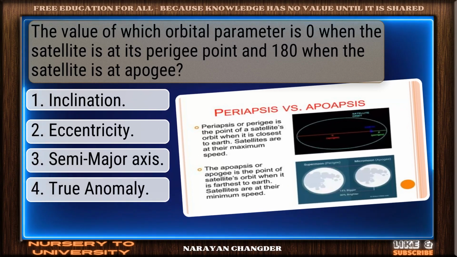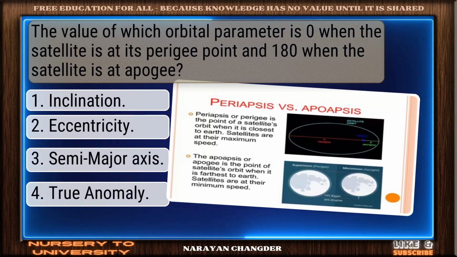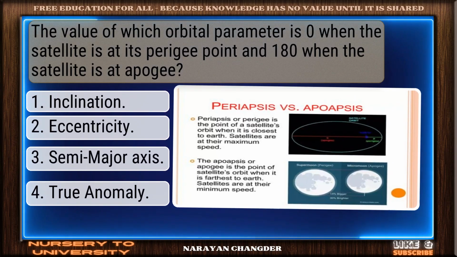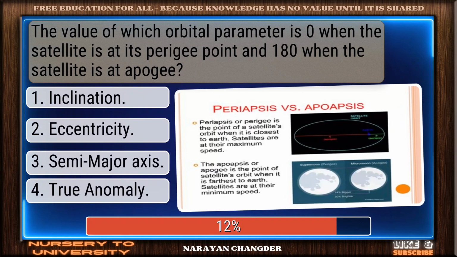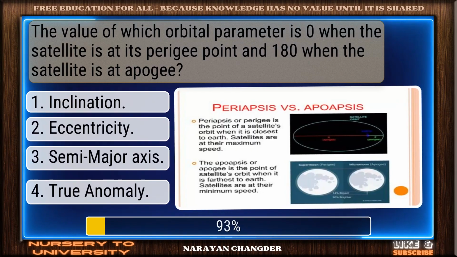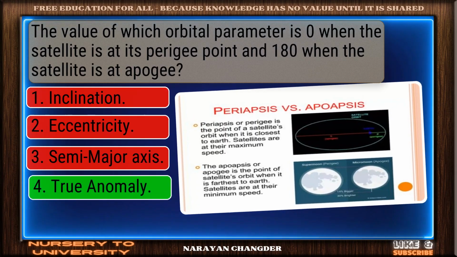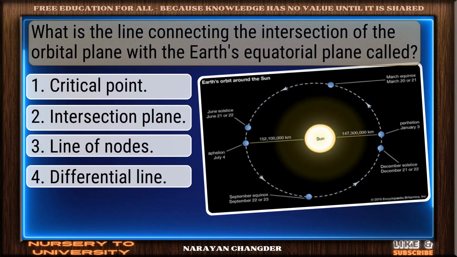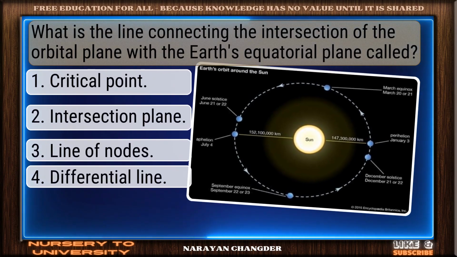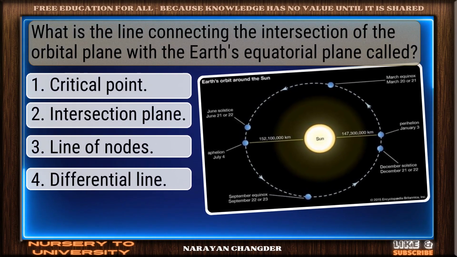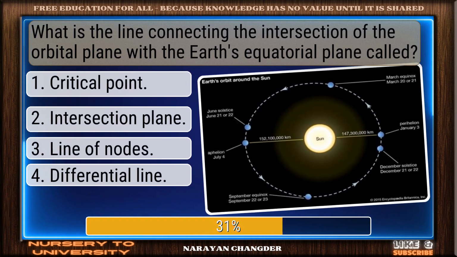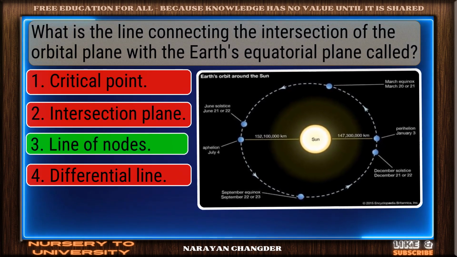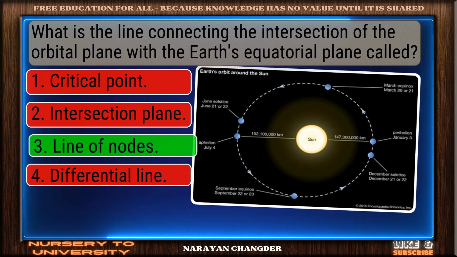The value of which orbital parameter is 0 when the satellite is at its perigee point and 180 when the satellite is at apogee? Good job. Your answer, true anomaly, works well here. What is the line connecting the intersection of the orbital plane with the Earth's equatorial plane called? Well reasoned. Line of nodes is the correct choice.